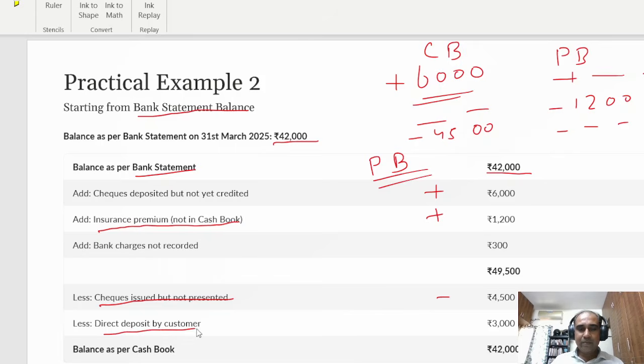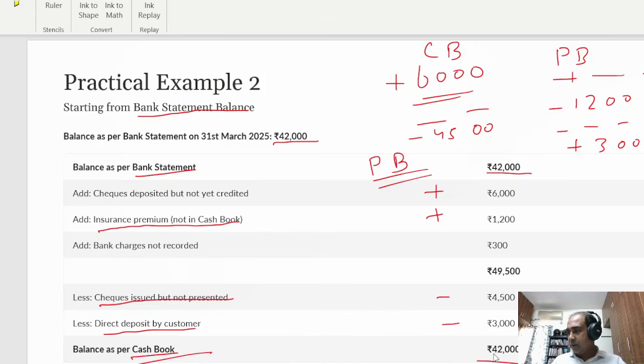Directly deposited by customer. Amount directly deposited by customer. So my passbook is higher, by 3,000 rupees, sorry, this amount is 3,000 rupees. This entry was never there in the cash book. Now we have to think from the point of view of the cash book. Since this entry is never there in the cash book, we have to reduce this amount of 3,000 rupees. Then finally, I will arrive at my balance as per cash book.